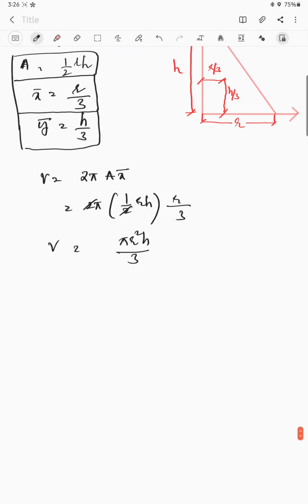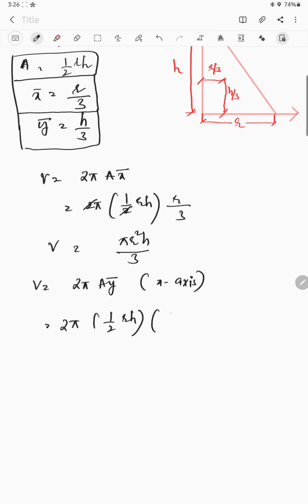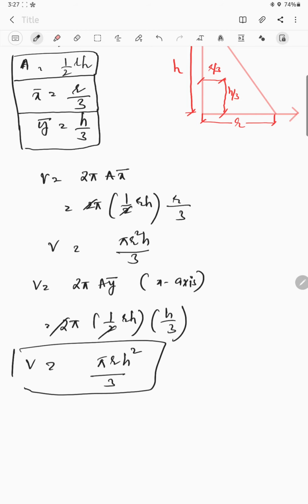Similarly, V is equal to 2 pi A y bar when rotated about the x axis. So 2 pi, area is 1 by 2 r h, into y bar. What is the value of y bar? H by 3 we have. So this 2 and this 2 will get cancelled. So pi r h square by 3 is the volume.